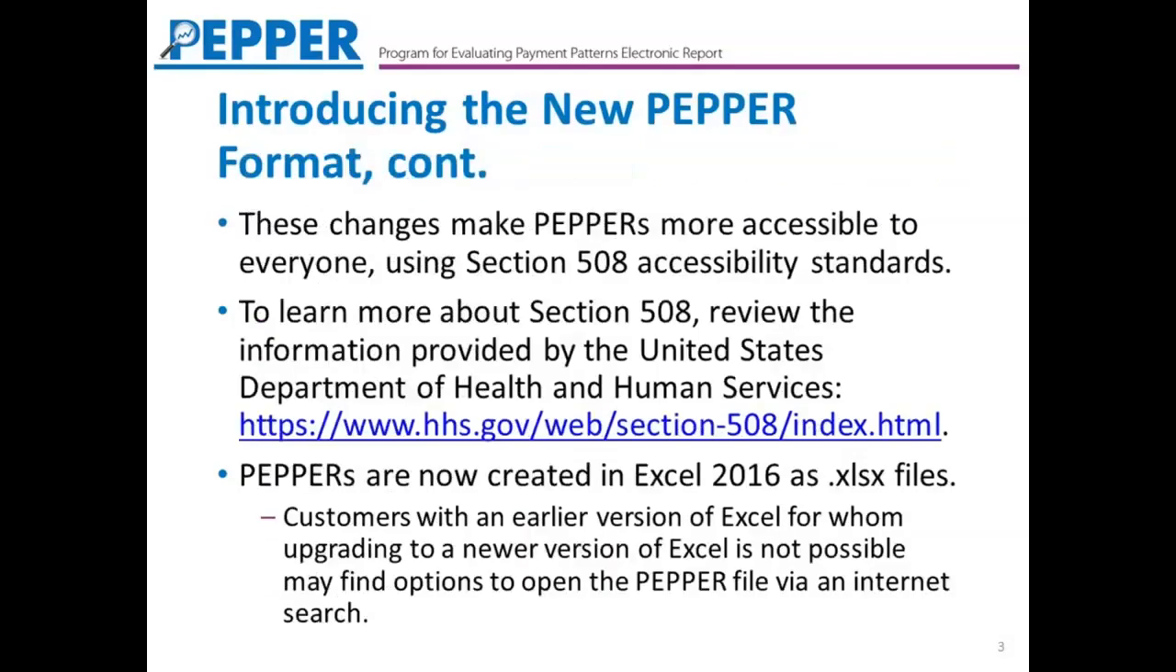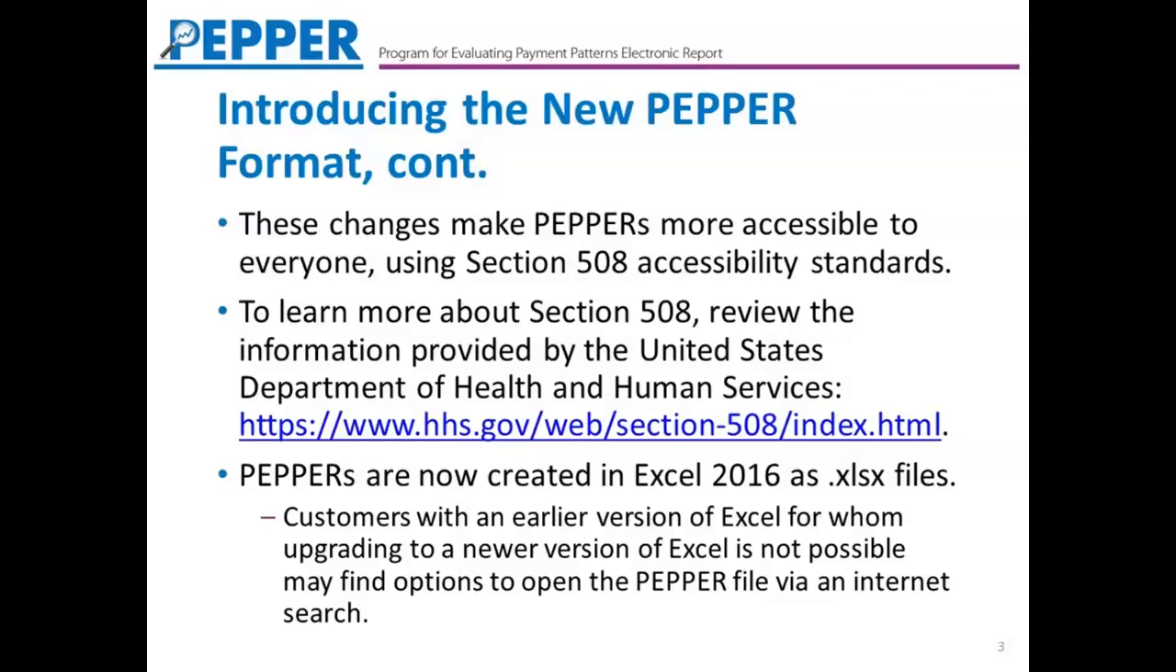So why were these changes made to the Pepper? They were implemented to make the Peppers more accessible to everyone using Section 508 accessibility standards. The Pepper files are now designed to provide greater access to people with disabilities. For example, we've now created a new outlier status indicator that will be easier to differentiate. To learn more about Section 508, review the information provided by the United States Department of Health and Human Services at the link on the slide.